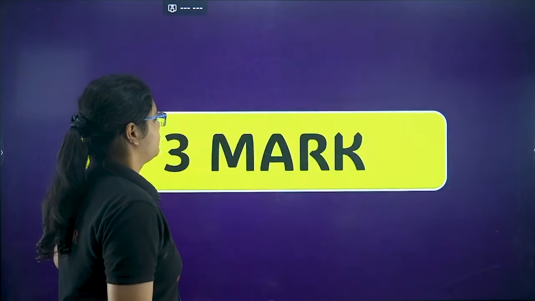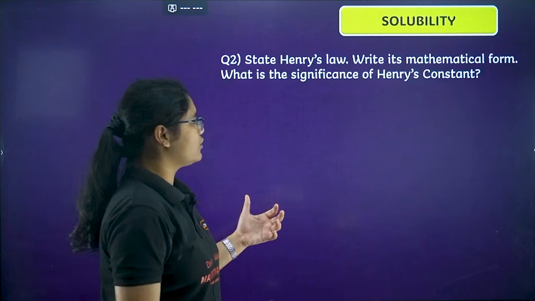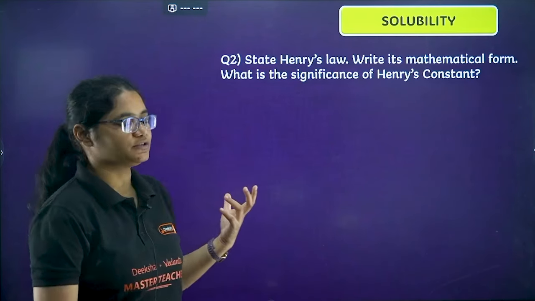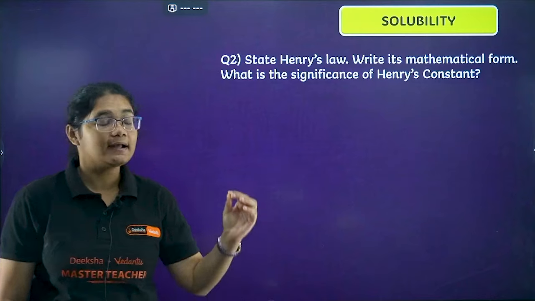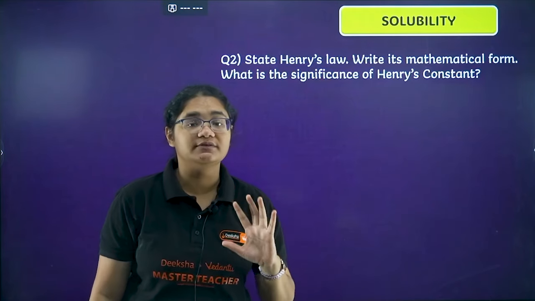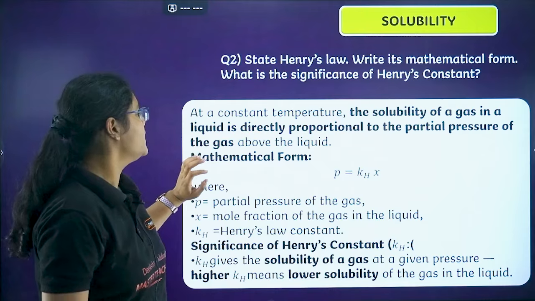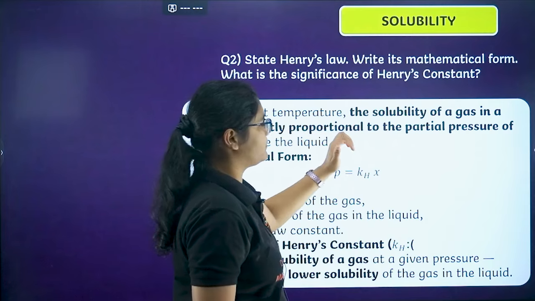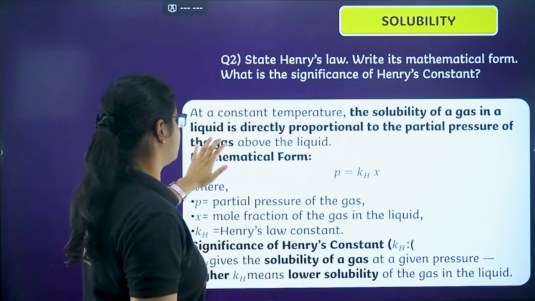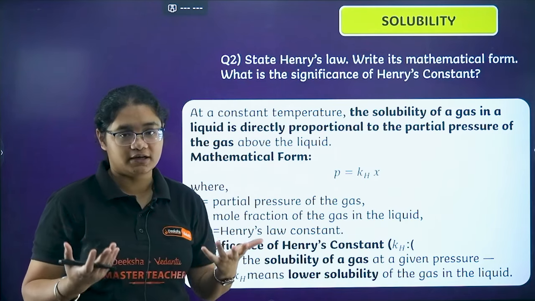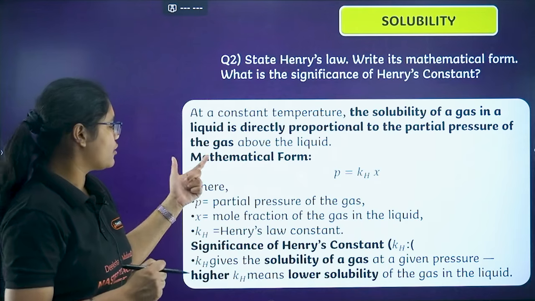Okay, fine. Next, state Henry's law, write its mathematical formula and also the significance of Henry's constant. I want all of you to write the exact definition which is given in the book. Henry's law: at a constant temperature, the solubility of a gas in a liquid is directly proportional to the partial pressure of the gas above the liquid. This is the definition. And how do we write its formula?